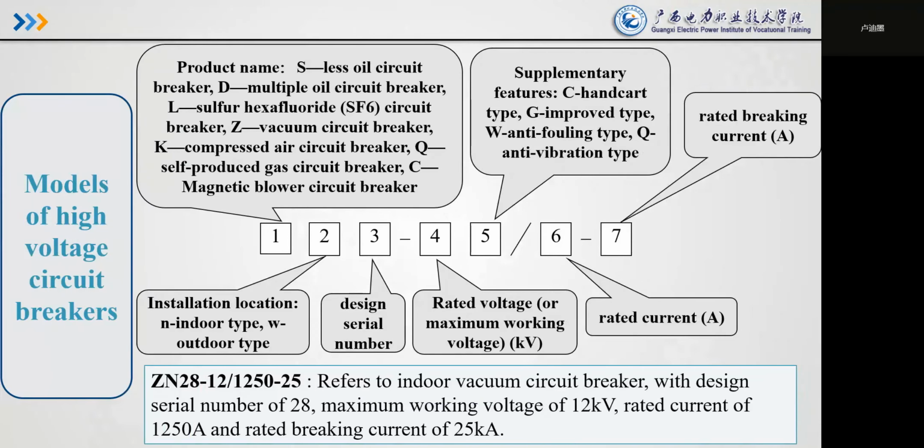For example, ZN28-12/1250-25 refers to an indoor vacuum circuit breaker with a design series number of 28, maximum working voltage of 12,000 volts, rated current of 1,250 amps, and rated breaking current of 25,000 amps.